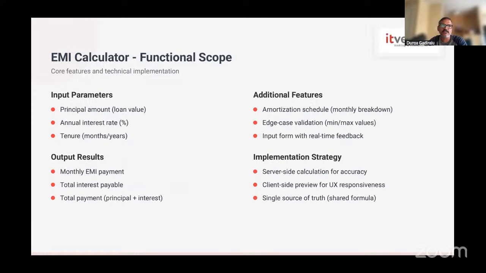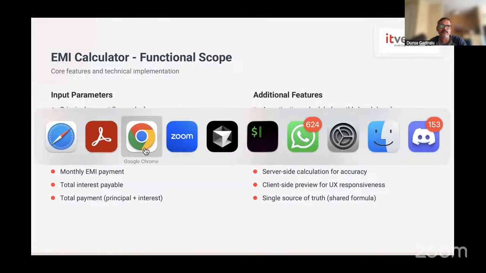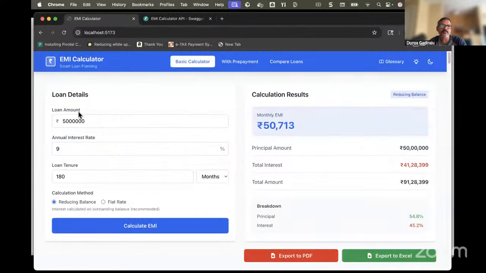So that being said, the functional scope when it comes to the EMI calculator is nothing but input principal amount, annual interest and tenure. It can be months or years. You can see here, we are taking the loan amount, the annual interest rate, and the tenure. It can be switched between years and months, and it can be reducing balance or it can be flat rate.